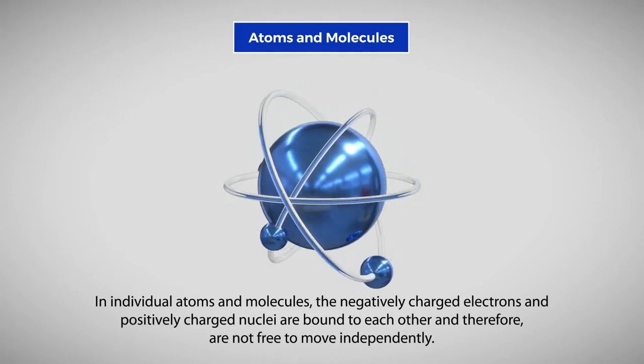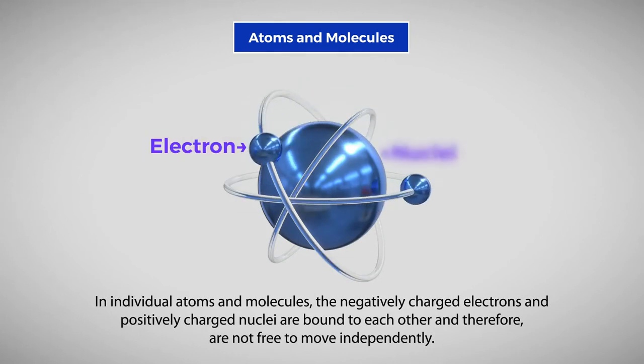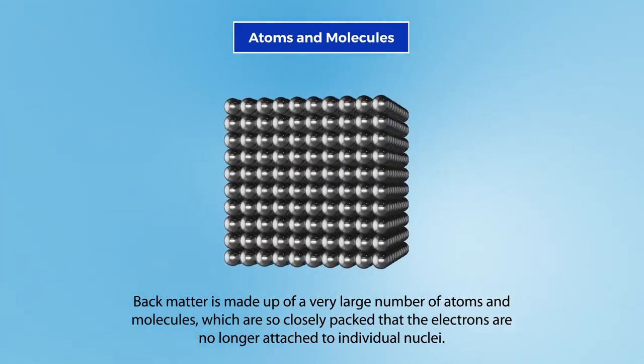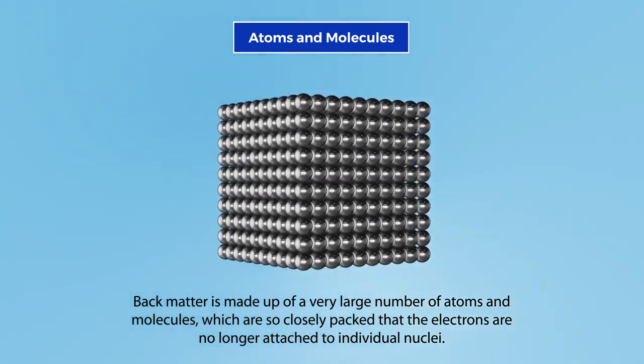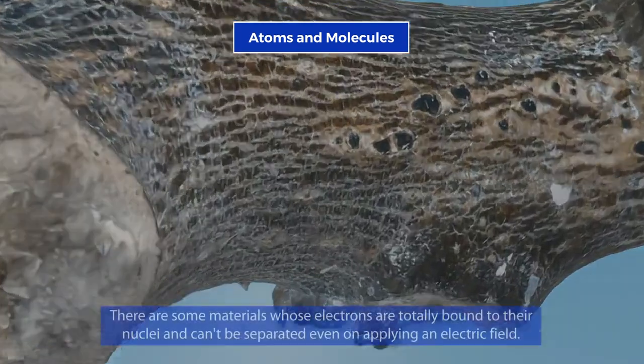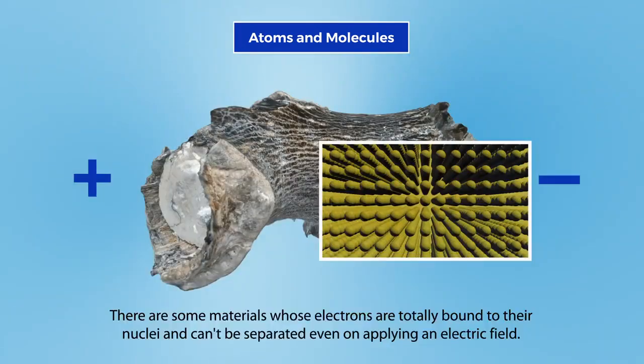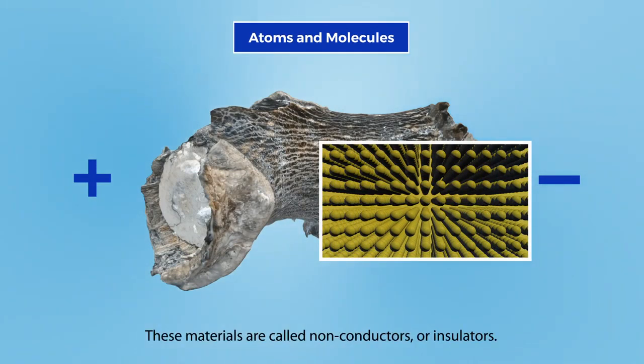In individual atoms and molecules, the negatively charged electrons and positively charged nuclei are bound to each other and therefore are not free to move independently. Bulk matter is made up of a very large number of atoms and molecules which are so closely packed that the electrons are no longer attached to the individual nuclei. There are some materials whose electrons are totally bound to their nuclei and cannot be separated even on applying an electric field. These materials are called non-conductors or insulators.